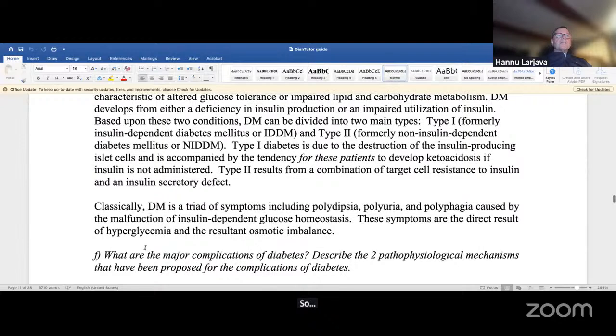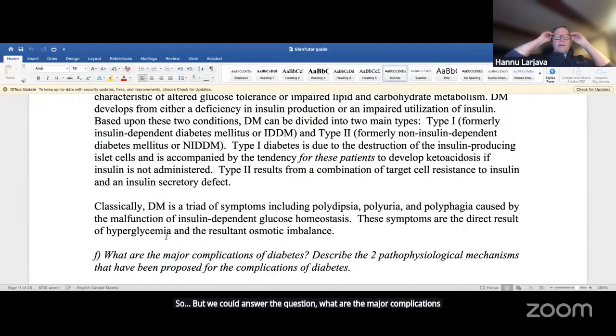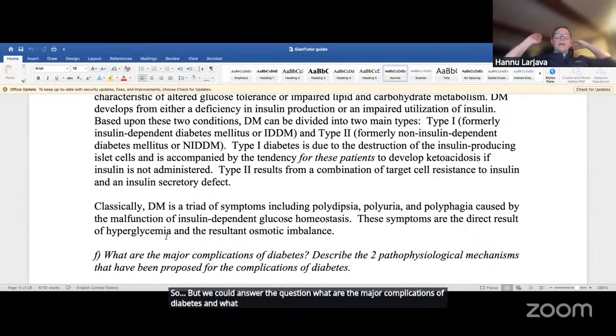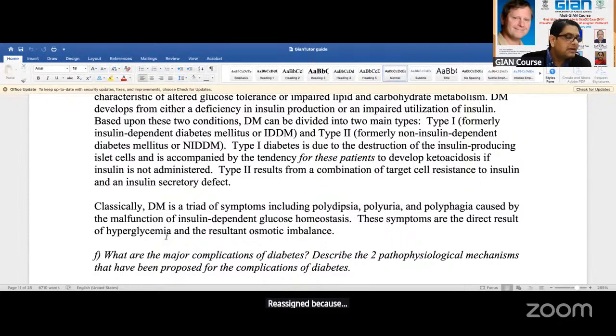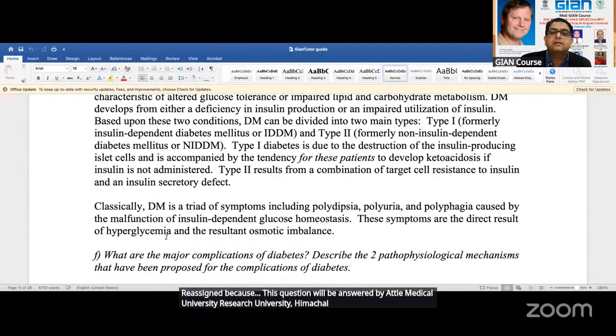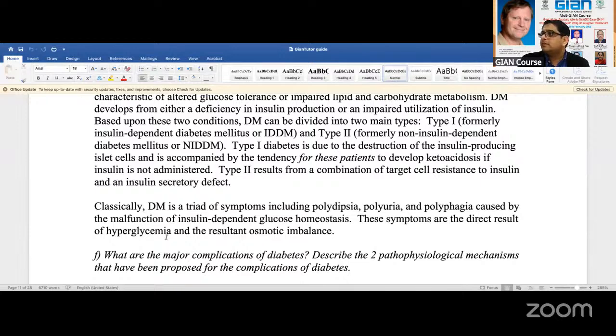But we could answer the question, what are the major complications of diabetes and what the pathological mechanisms might be, because that also relates to the case. So I don't know if anybody is signed for this. I'm going to reassign, because this question will be answered by Atal Medical University, Research University, Himachal Pradesh. Who is from Atal University? Dr. Priya will answer this.